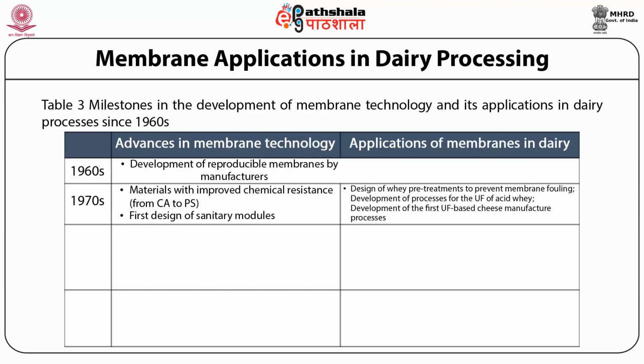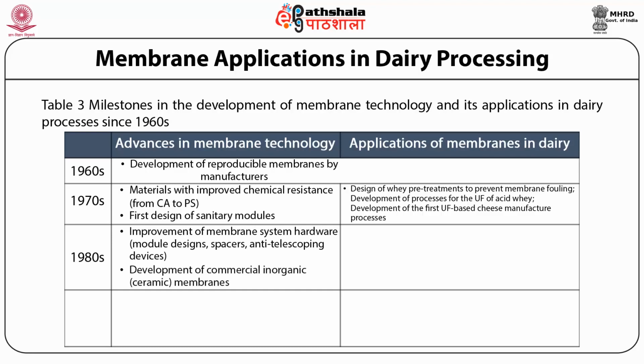They ultra filtered the acid whey during that time, and also developed the first UF based cheese manufacturing process. They utilized the ultrafiltration process for manufacturing cheese during the 1970s, because cheese is one of the widely used products. In the 1980s, there was improvement of membrane system hardware, like module designs, spacers and anti-telescoping devices. Another development was the commercial inorganic ceramic membranes, that is the third generation membranes, carried out in the 1980s.